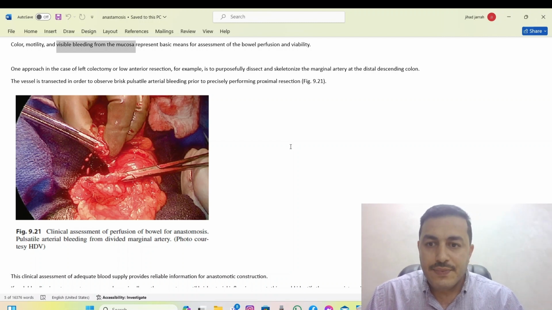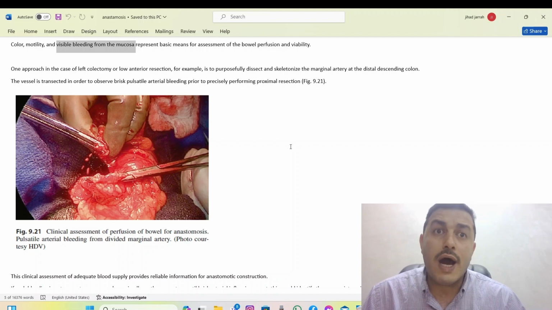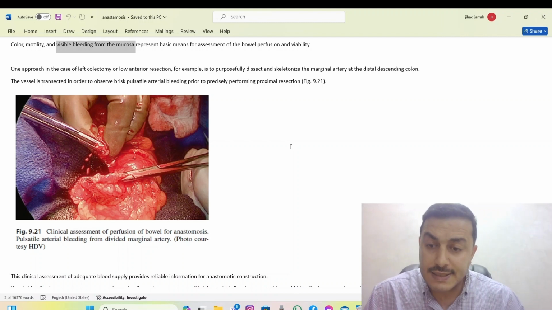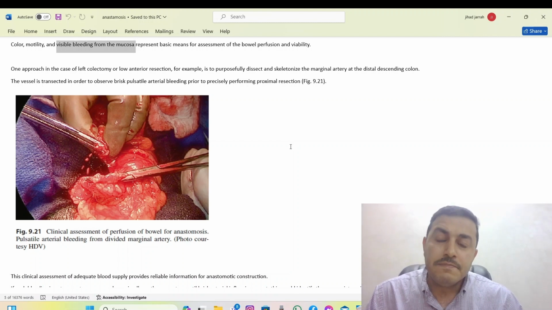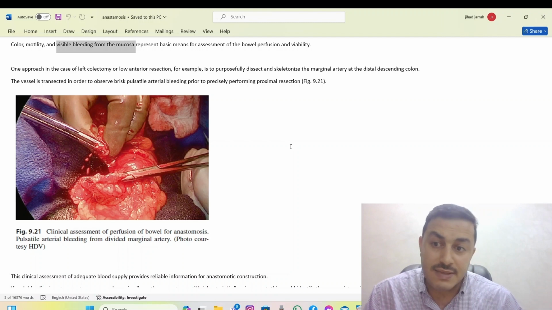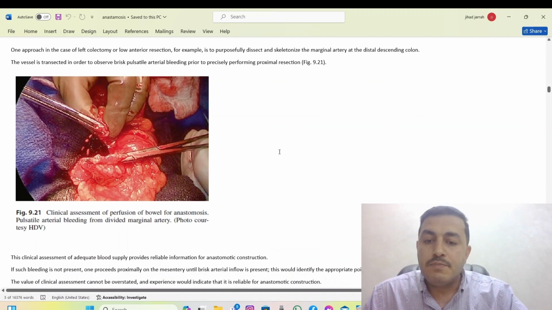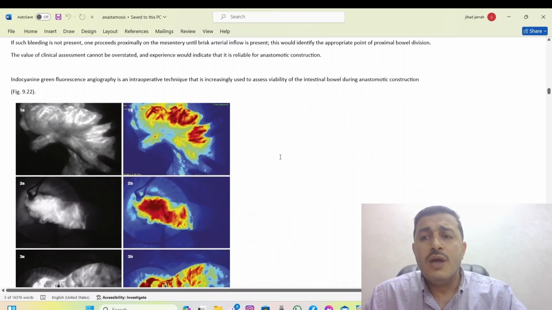And if we see, as you see in this picture, a pulsatile brisk arterial bleeding, this is likely to ensure a well perfused sutured proximal and distal segment. These are all clinical intraoperative assessments. As you see in this picture, they cut the marginal artery near the bowel wall, and this is where they are going to cut. If there is brisk bleeding, most probably this is a well vascularized end of the bowel.